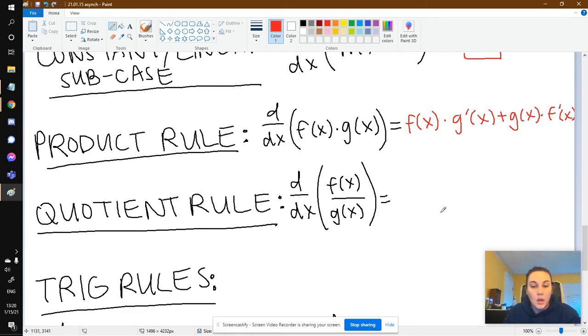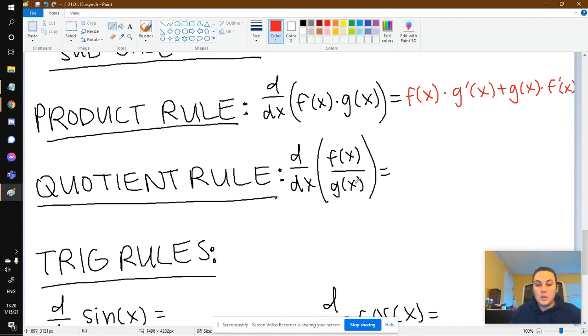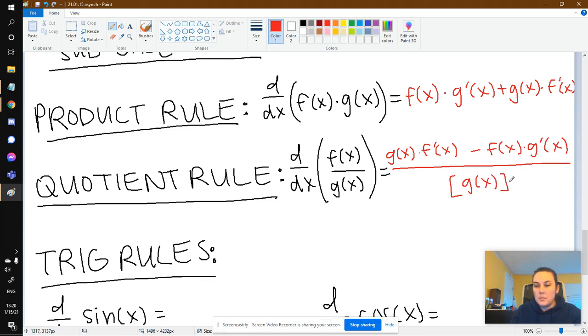And then the quotient rule, if we have the derivative of two functions being divided, we don't just divide their derivatives. We do this entire big song and dance, which is the bottom times the derivative of the top minus the top times the derivative of the bottom, all divided by the thing on the bottom squared.